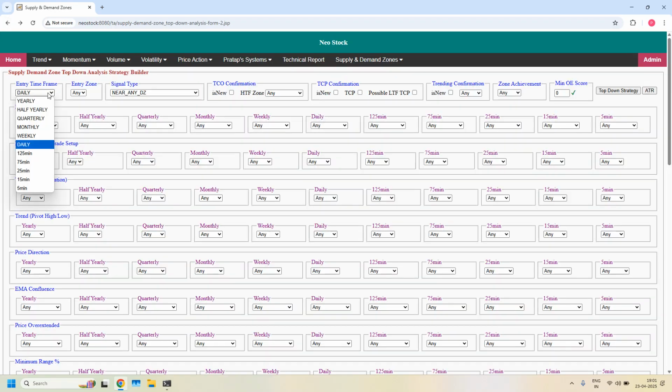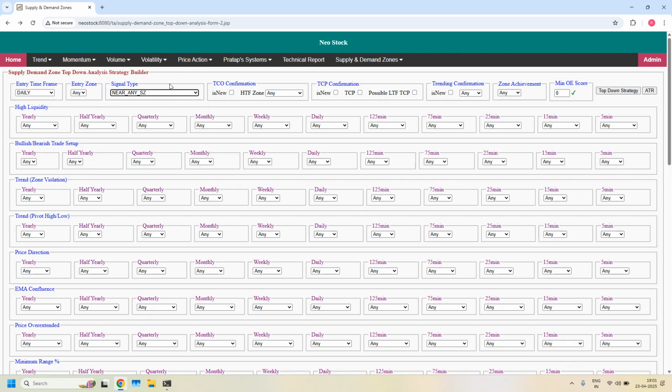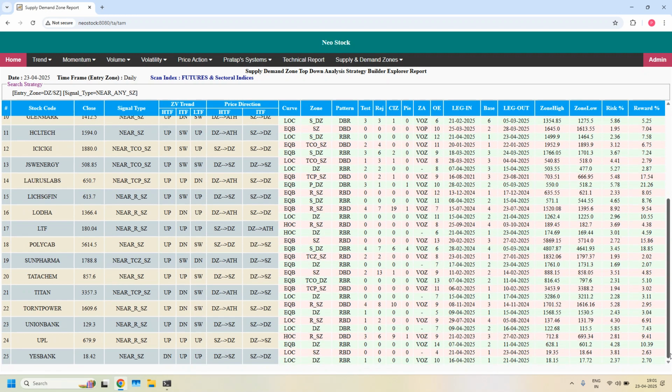Next, daily time frame. Let us find the stocks near to the daily supply zone. We got a big list. 25 stocks are filtered. First 15 stocks in the list. Scrolling the list down. Total 25 stocks are filtered. Let us identify daily high liquidity supply zones.